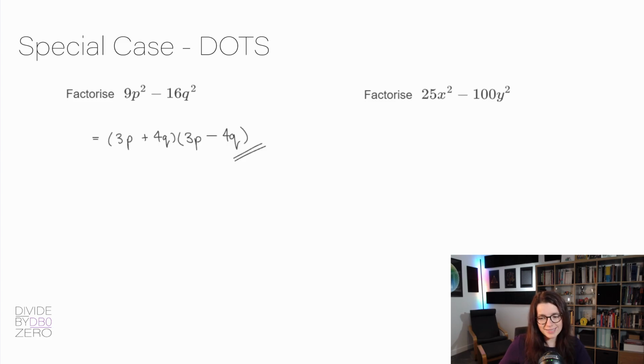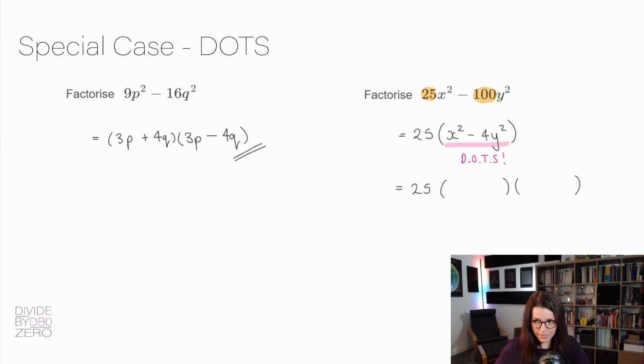Now the last example is a bit sneaky. You should always check to see if you can factorise into a single bracket first. And in this case, we actually can, because 25 can go into both 25 and 100. So you can pull 25 outside of a single bracket first and make it x squared minus 4y squared. And then you actually have a DOTS here. So in terms of a final answer, we're going to have 25 on the outside. Then we're going to open up our two brackets and do the trick here. So x and x, 2y, 2y, 1 plus, 1 minus. And that would be the final answer there. So just watch out for something like this. See if you can factorise with a single bracket first.